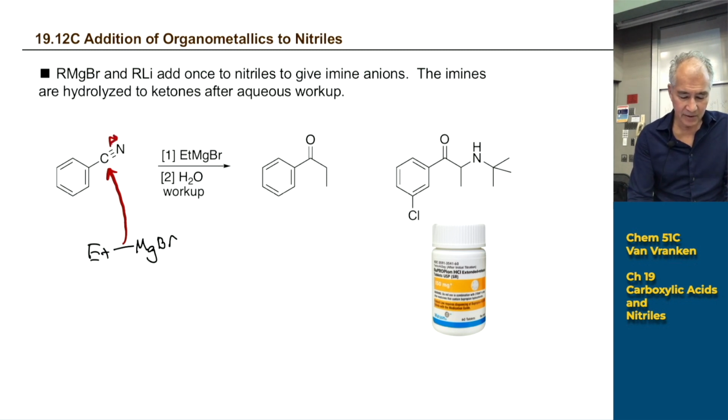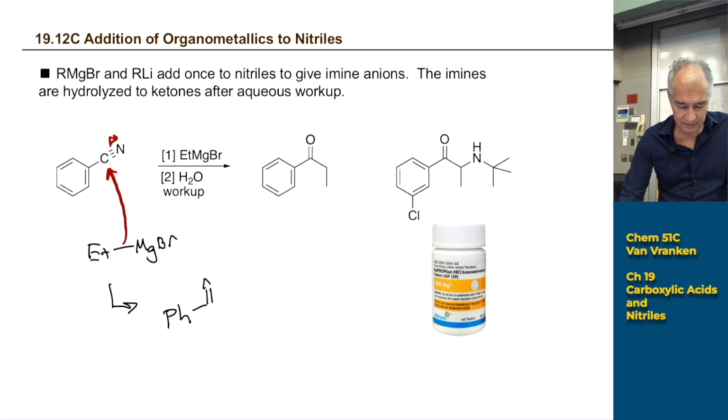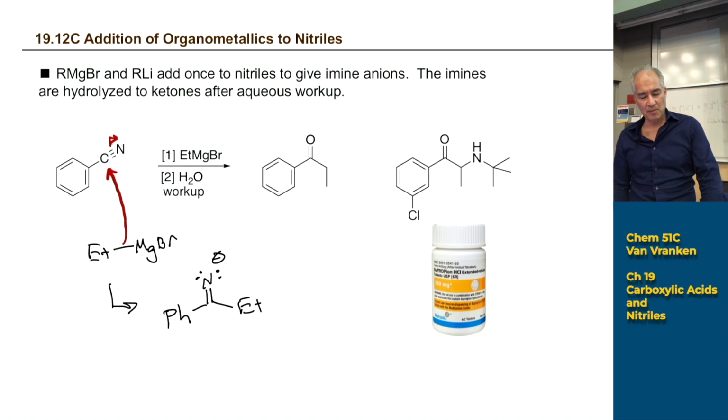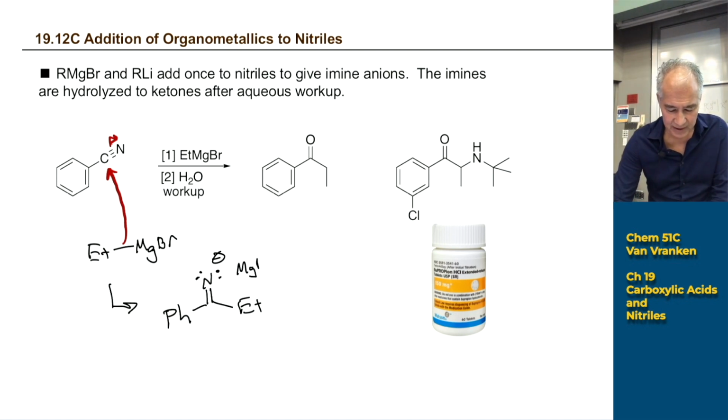And when it does that, it's mechanistically going to make this weird looking species. Just go with it. There's nothing you can really do with this except to work it up in the workup. That has 2 lone pairs on nitrogen. It's an imine anion. And then you'll have that bromomagnesium salt floating around.